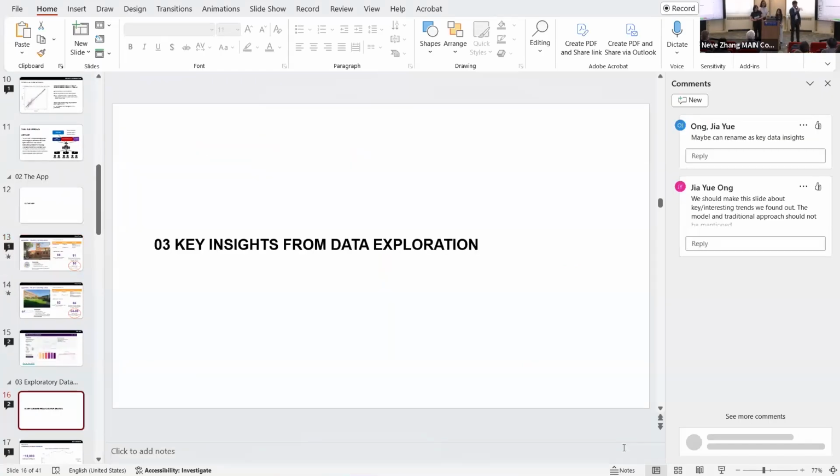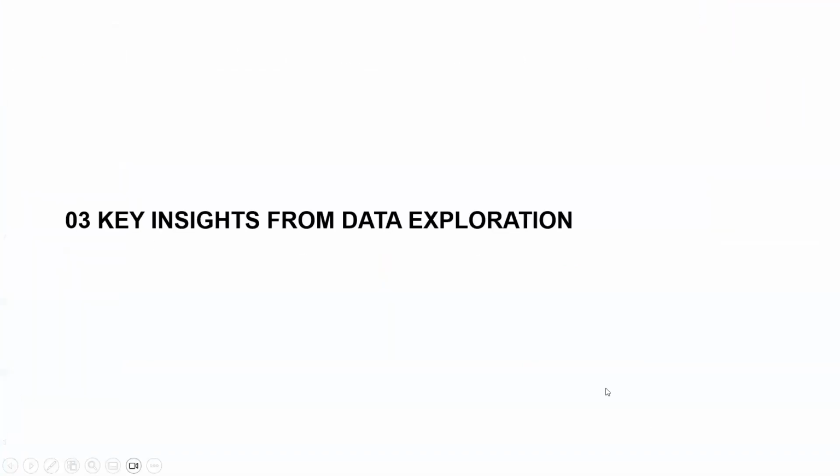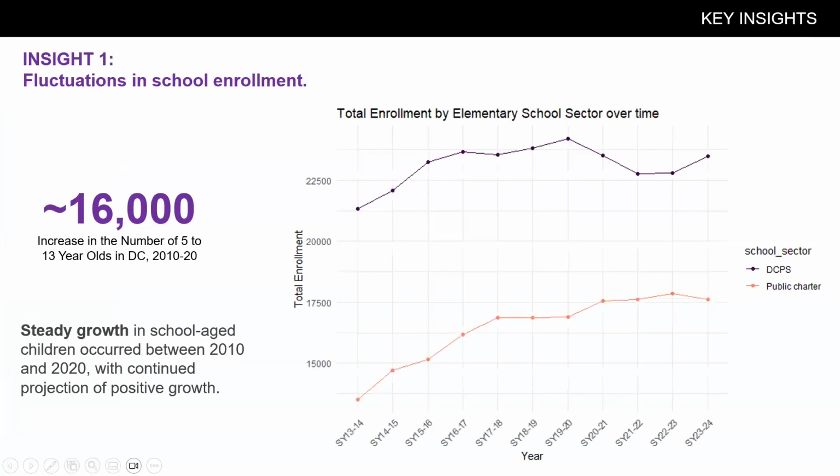Okay, thanks, Jingmiao. So we were given enrollment data of each school, broken down by years, grade levels, and the census tract that each student lives in. The first key insight is that overall school enrollments fluctuate across time. For DCPS, we observe that there are periods of increase and decrease. For public charter schools, this number has been increasing consistently.